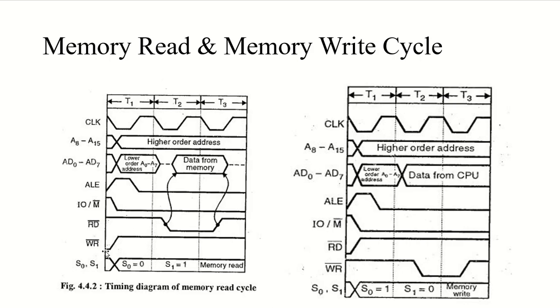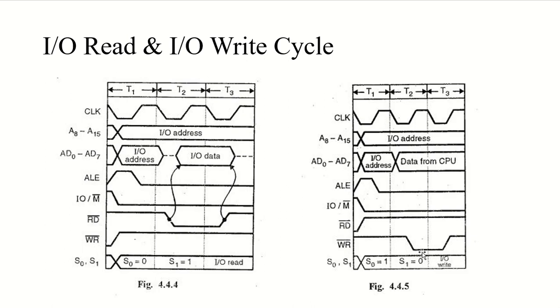See, during memory read, RD is activated during T2 and T3, and during memory write WR is activated. The same will be visible during IO read and IO write. See, this is IO read on the left side and this is IO write on the right side, and the other one will go opposite to the IO/M instruction, right?